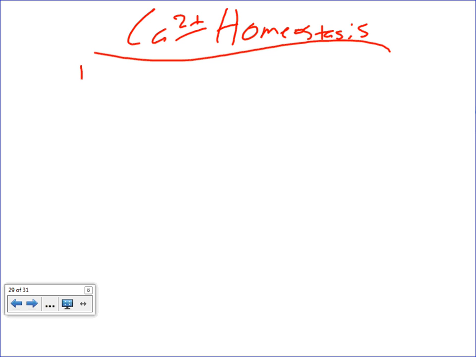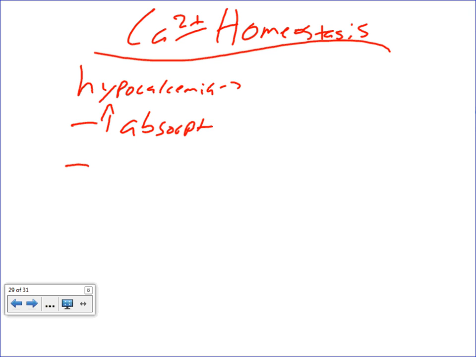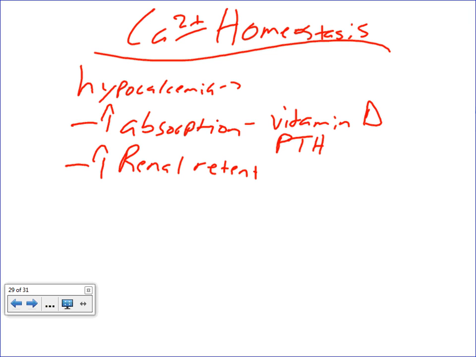So let's talk about hypocalcemia. Let's say our calcium levels are getting low. There are a couple of different ways that we can get our calcium levels back up to normal. One of them is to increase absorption, and this is where vitamin D comes in handy. This is also where a hormone called parathyroid hormone comes in handy. We could also increase renal retention, and again, this is where parathyroid hormone comes in handy. So let's talk about this parathyroid hormone for a second.